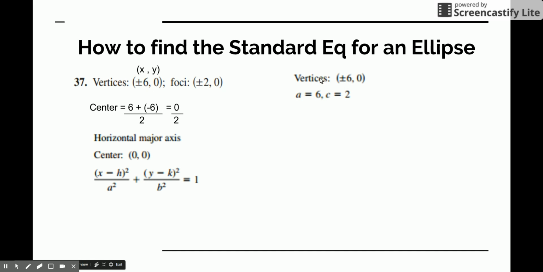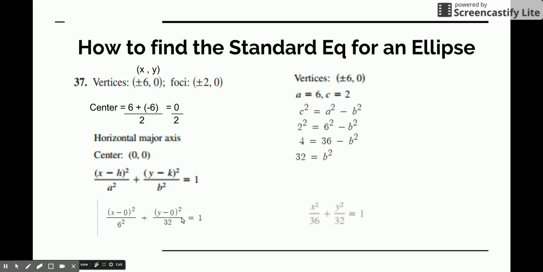Next, look at the vertices. It's plus or minus 6, and that means it's 6 units away from the center, which means a equals 6. And c, on the other hand, would be 2, because it's plus or minus 2 points away. Then you plug into the equation to find b, and b squared comes out to be 32. Before you square root it, just look at this equation over here, and you notice you can just plug it right in. You get this equation, simplify it, and you get a simple, clean equation.